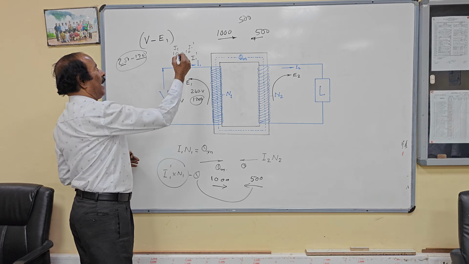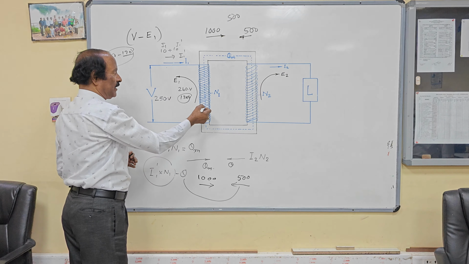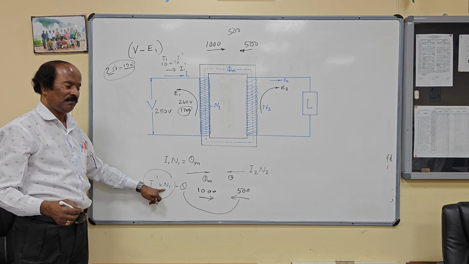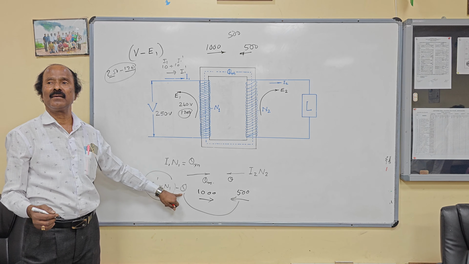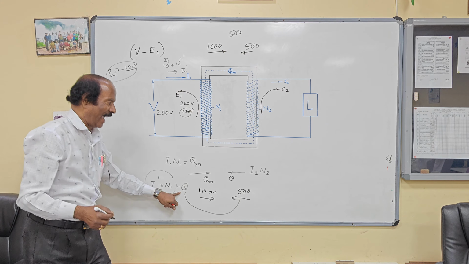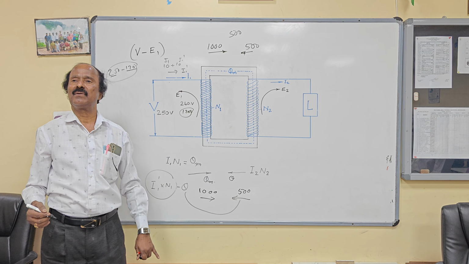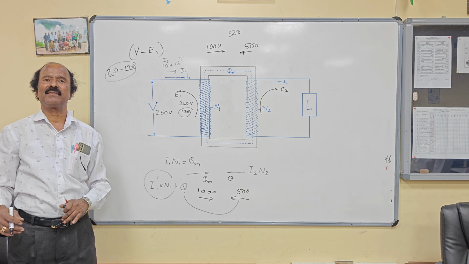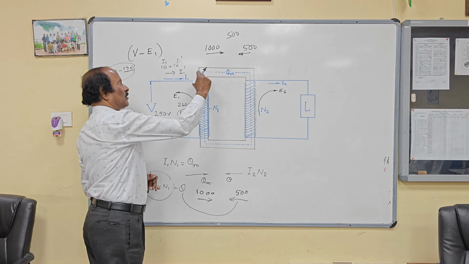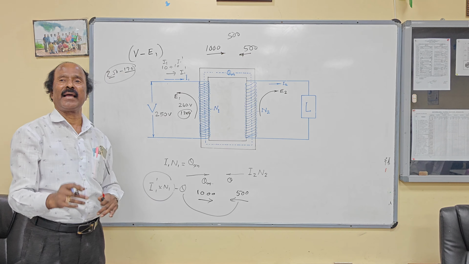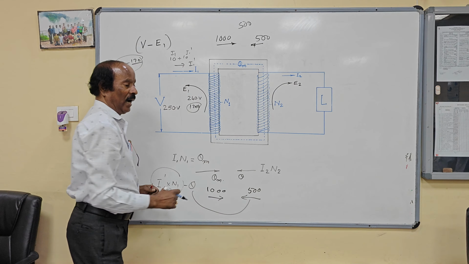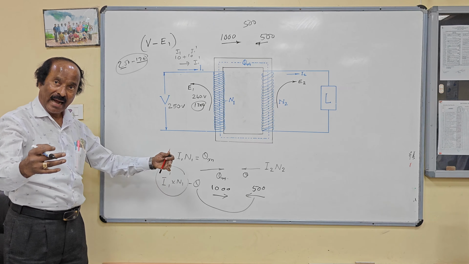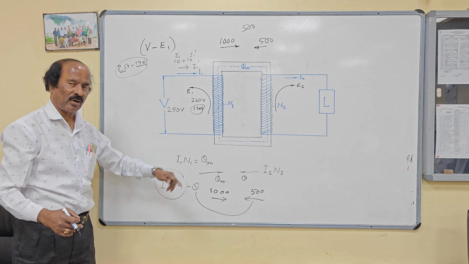Here, the I1 dash current, it combines with N1 and produces more flux. I1 dash and N1 produces one more flux. This flux cancels I2N2 flux. They will get cancelled with each other, keeping the phi m as constant always. The mutual flux in the core is always the same. If load varies, I2N2 varies, I1 dash N1 varies and cancels it, but the mutual flux is always constant.